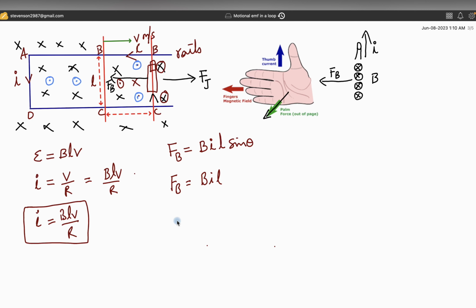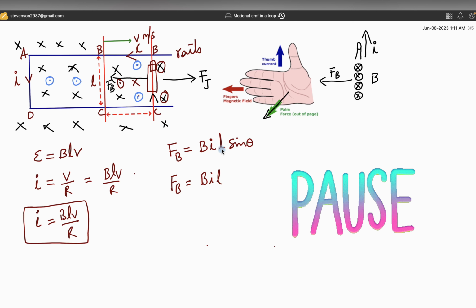Now, if we had made a mistake and considered the current direction to be clockwise, then what will happen? I want you to think. Pause for a minute and then think. Come back.